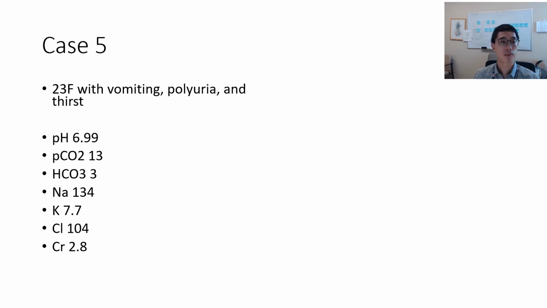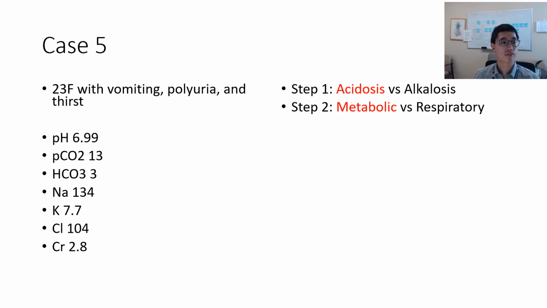So let's go through this one by one. Here we have a pH of 6.99, which is pretty severe, and hence we have an acidosis problem. Now, if we look at the PCO2 and the bicarb, the PCO2 is going in the wrong direction, but the bicarb is going in the correct direction, downwards, for a pH of 6.99, so we have a primary metabolic problem.